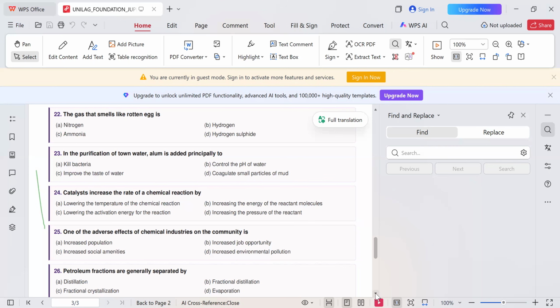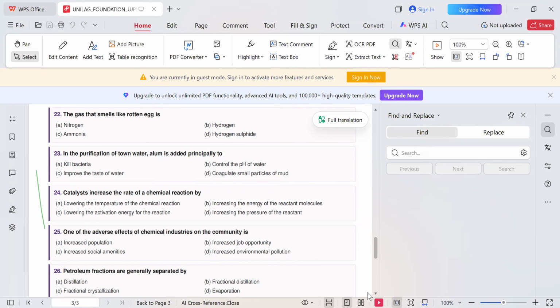Number 24, catalysts increase the rate of chemical reaction by what? Catalysts increase the rate of chemical reaction by lowering the activation energy. And what do you call activation energy? Activation energy is the energy that is needed to start a reaction. A catalyst will reduce the energy needed for the reaction to be activated. So the answer is lowering the activation energy for the reaction. So the answer is C.